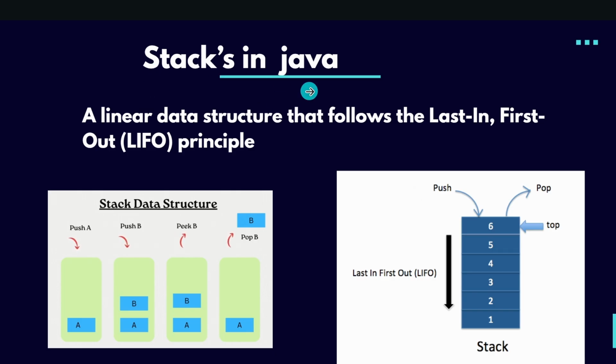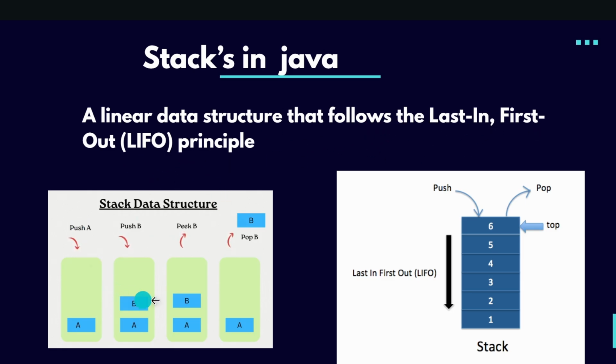This is one of the data structures. This is a linear data structure that we can implement with the help of arrays, or dynamic arrays, or a linked list. That is according to our use case. You can read it, that follows the last in first out principle.